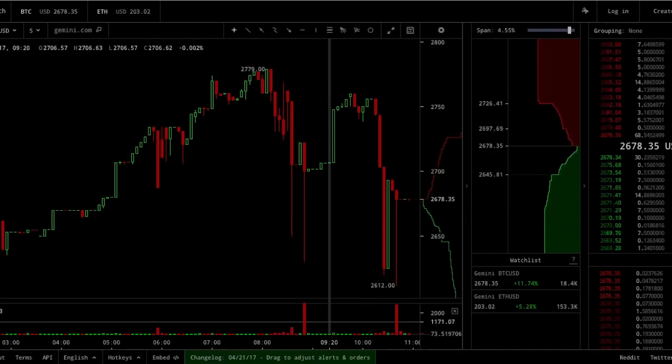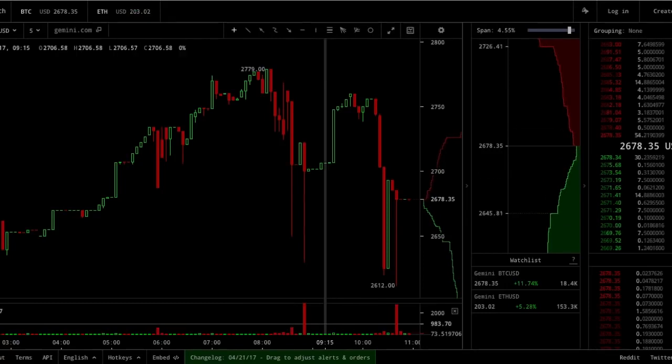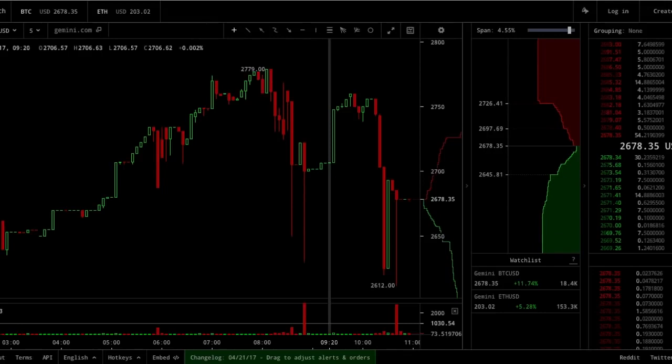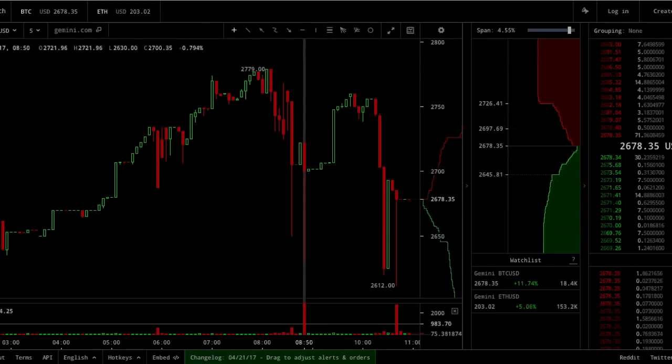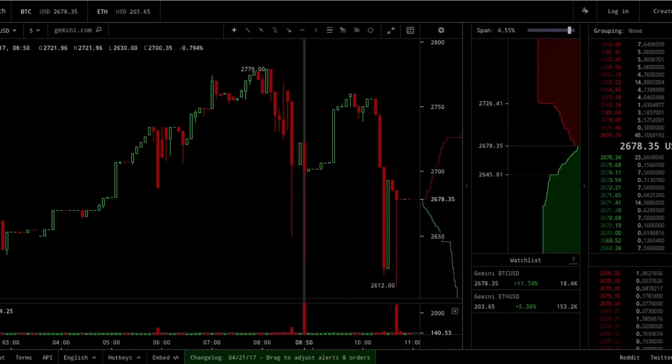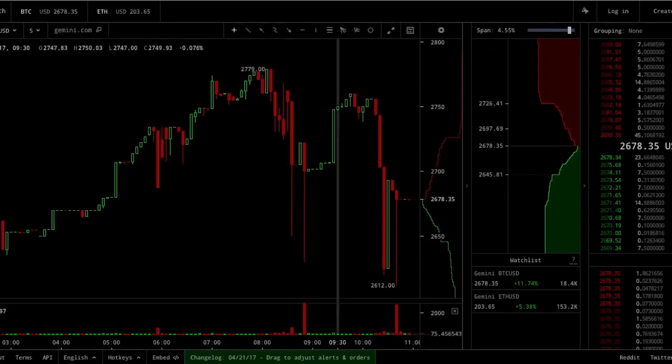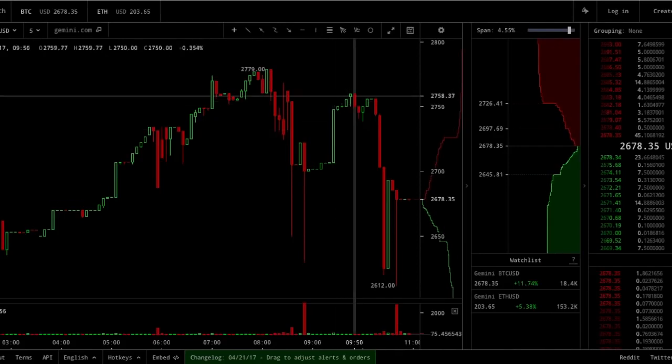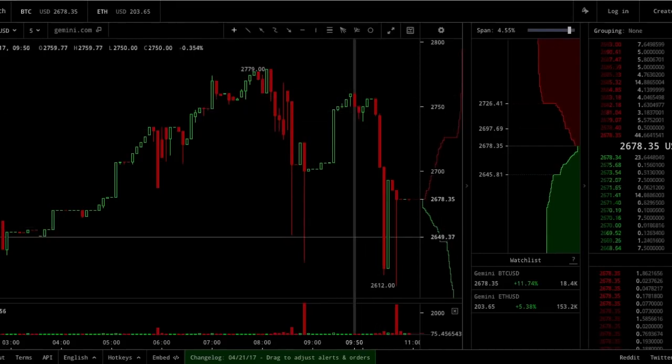That's really simple. If price moves down during that 5 minute period and stays down, it will be red. And if price moves up and stays up, then volume will be green. So as you can see, green, green, green, green, and then red to signify price is moving down.